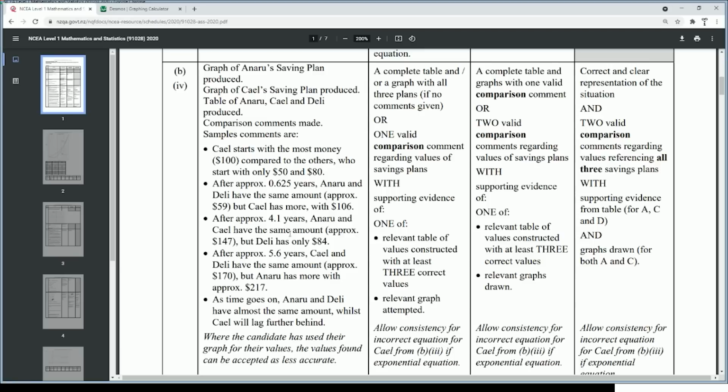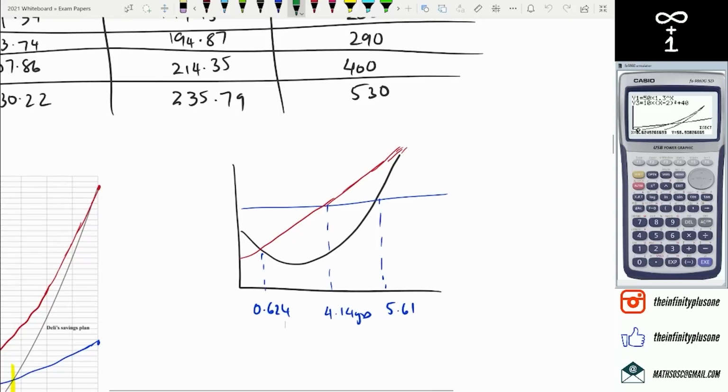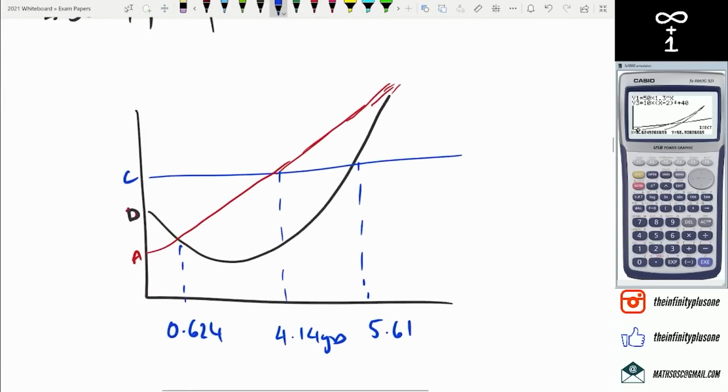If you look at our time, you know how we found those three times, 0.625, 4.1, and 5.6? All you're saying is who's actually got the most money. So if I go back to my graph, there we go. So basically what you need to say is, I think this was Anaru, Delhi, and then who was the last one? Kale.